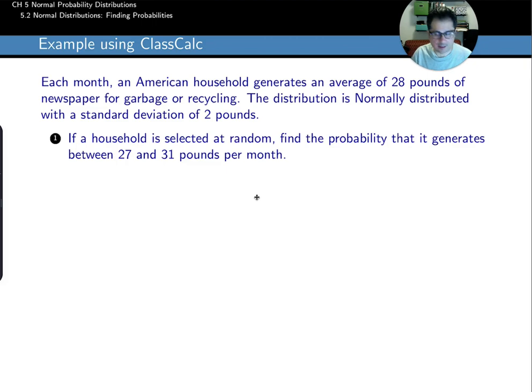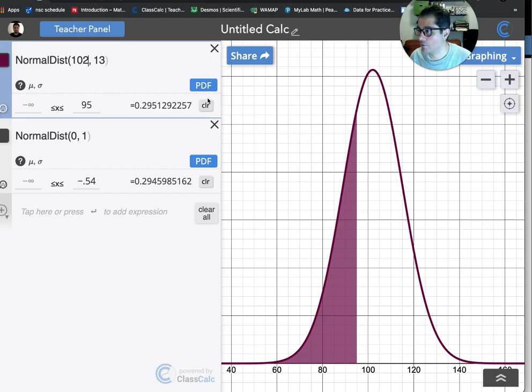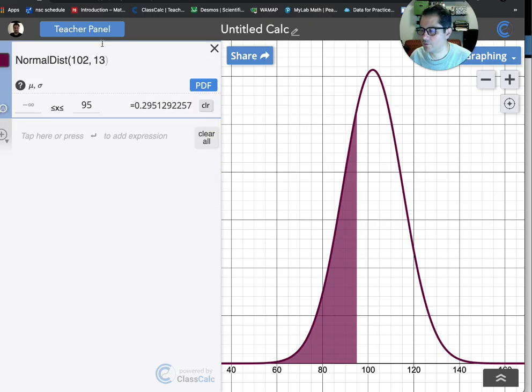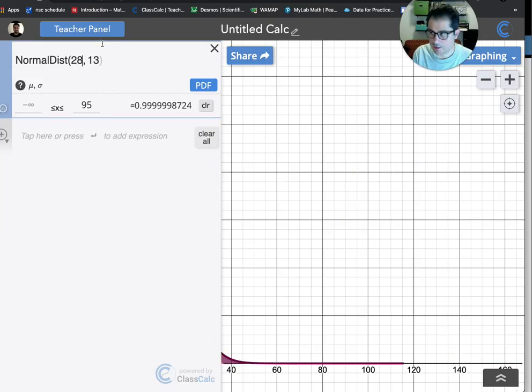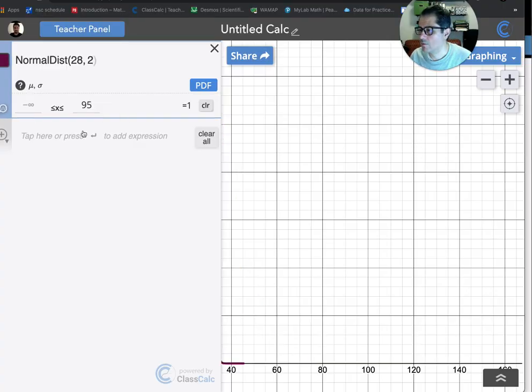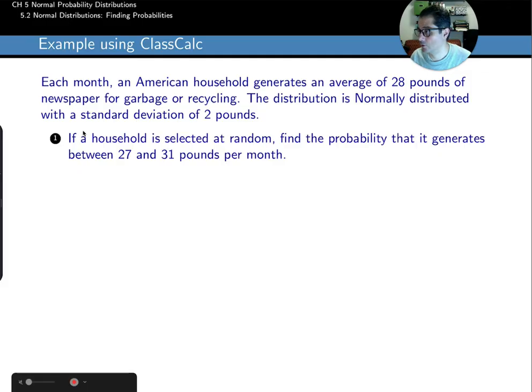So this is, like I said before, all we have to do is directly go to a class calc with a normal distribution that has mean 28 and standard deviation 2. In my class calc here, I have it from before. Let me clear one of them. All I have to do is enter mean 28, standard deviation 2. I want to be sure that those are the values I had, 28 and 2.